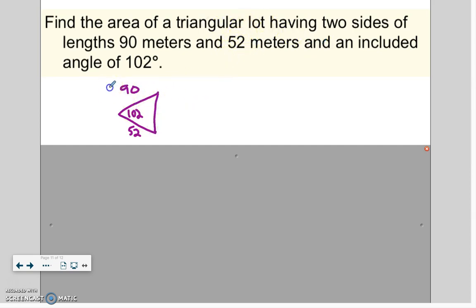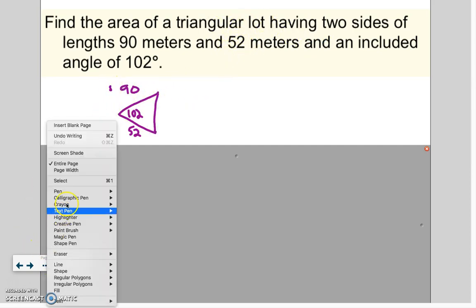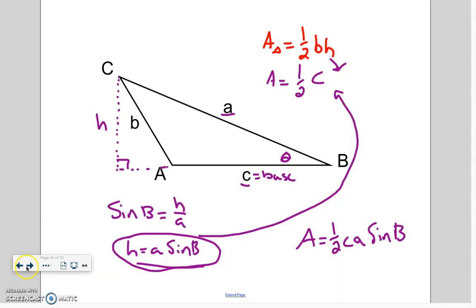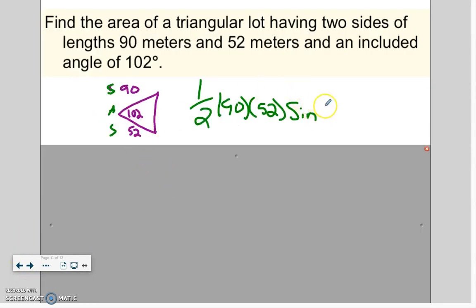Well, I'm given a side, angle, side relationship. So I'm looking at 1/2, and I put the 2 sides that build the angle. So 1/2 times 90 times 52 times the sine. Notice it'll always be the sine of the given angle of 102.